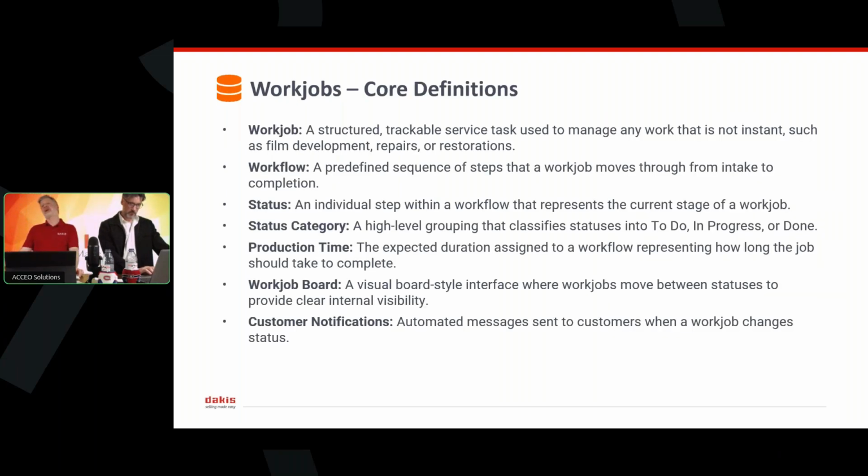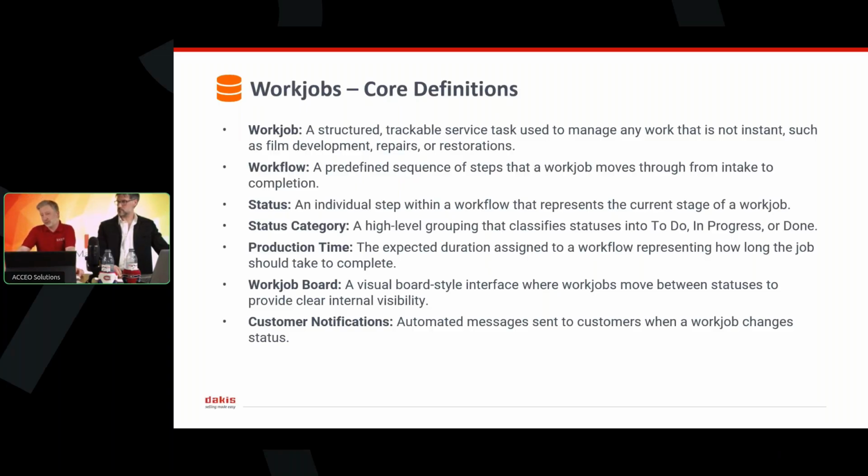Before I get to the tutorial on how to build work jobs, we're going to talk about the core definitions, like we did with the Photo Factory. So a work job is a structured, trackable service task used to manage any work that is not instant, such as film development, repairs, or restorations, or whatever you can think of, right?